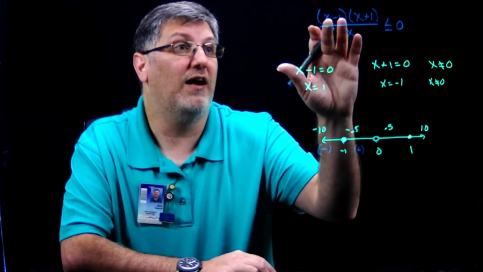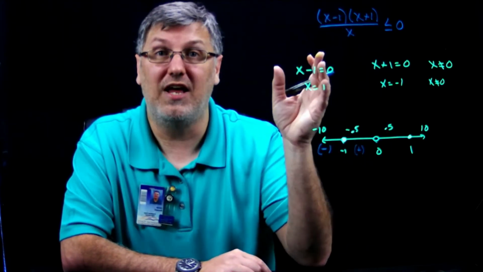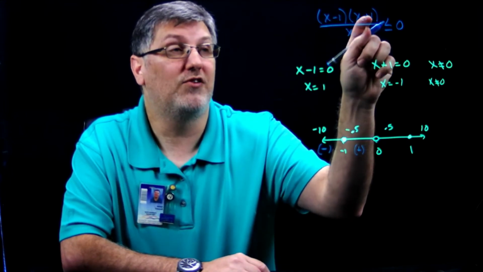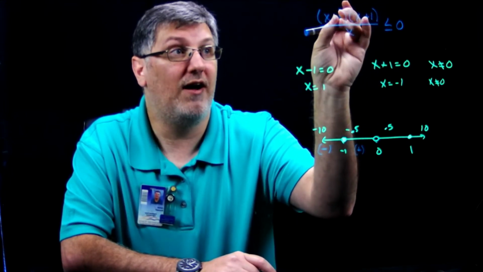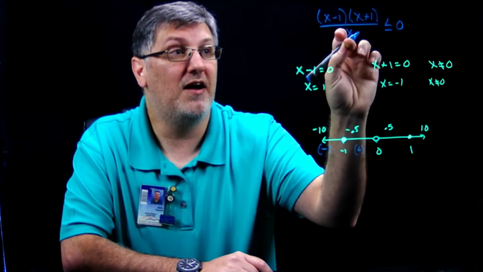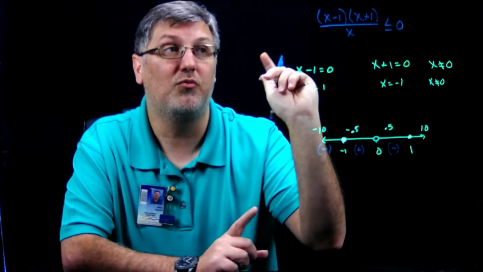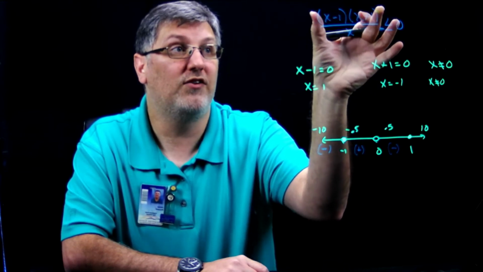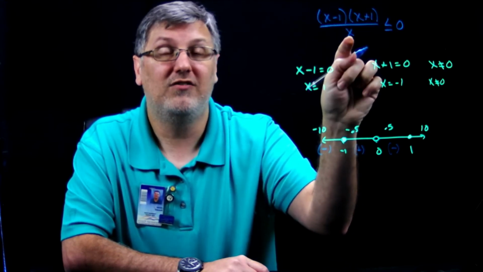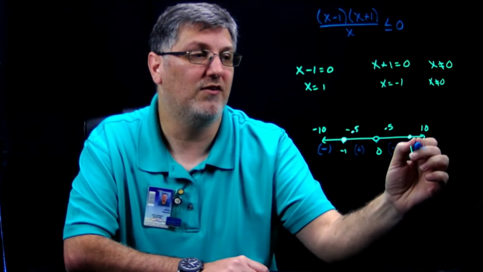So 0.5. 0.5 minus 1, that's negative. 0.5 plus 1 is positive. So now I have a negative on top and a positive on bottom. A negative divided by a positive gives me a negative. Do it with 10. 10 minus 1, positive. 10 plus 1 is going to be positive. So positive times a positive is a positive. 10 is positive on bottom. So I have a positive divided by a positive, which gives me a positive.